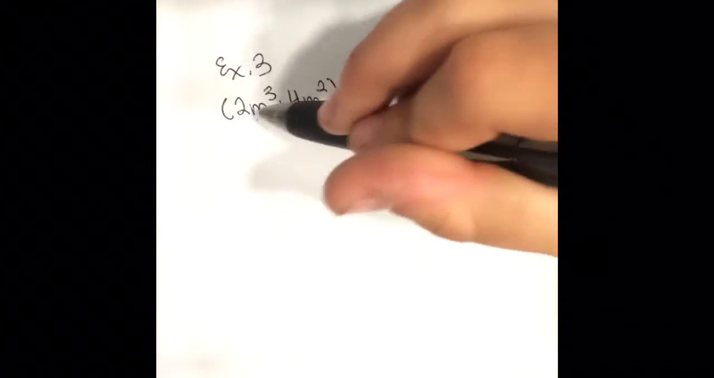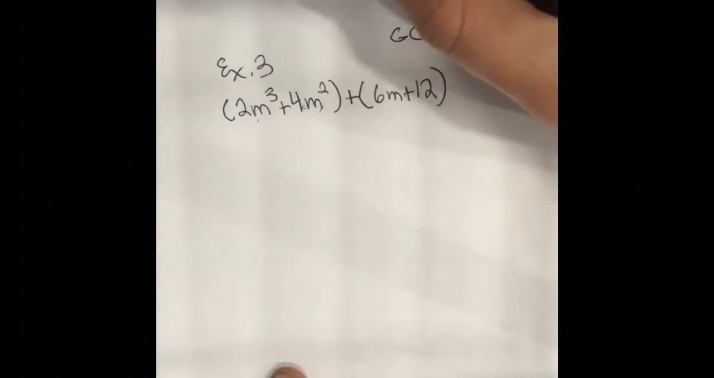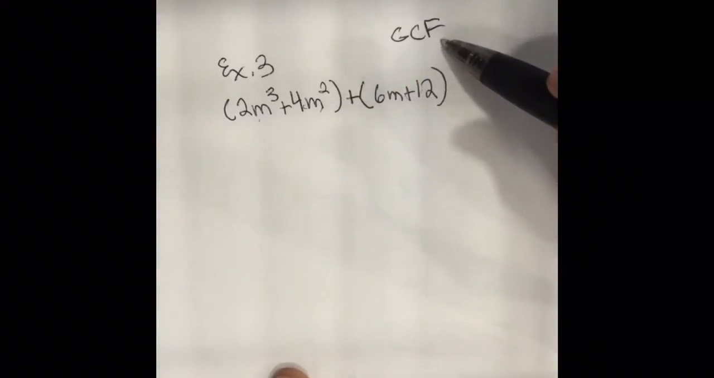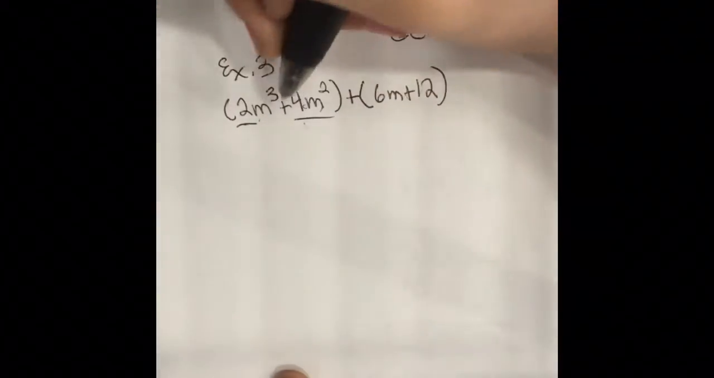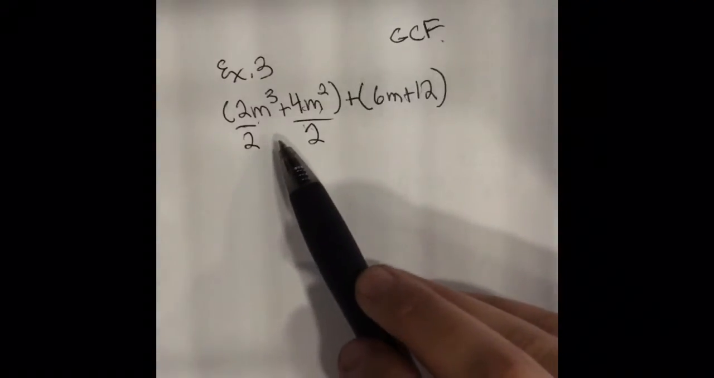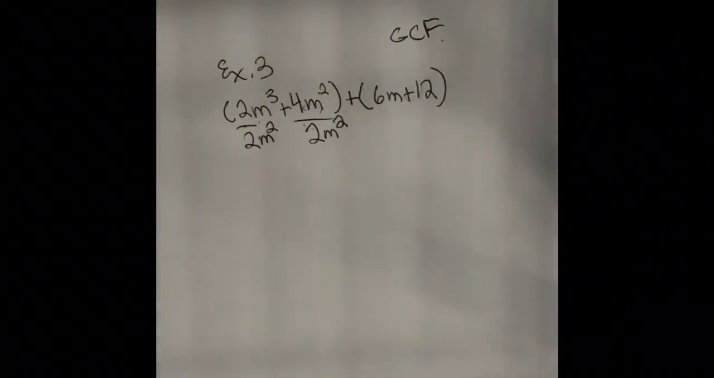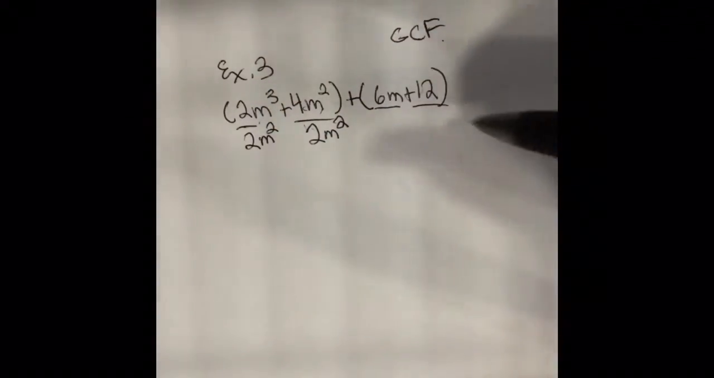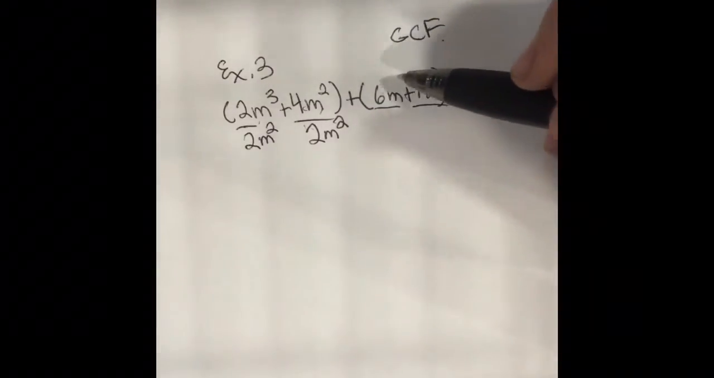So for all these numbers, we have to find the GCF, which is the greatest common factor that can fit into these two numbers, which would just be 2. And next to the 2, you would put your lowest degree that you see, which would just be m to the 2nd. And for our second portion, you would do the same. And you'd have to find the largest number that would go into 6m and 12, which would just be 6.